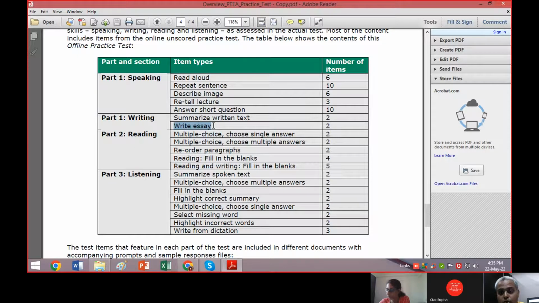In the multiple choice, choose multiple answers. What you have to do is choose multiple answers, so there can be more than one answer.